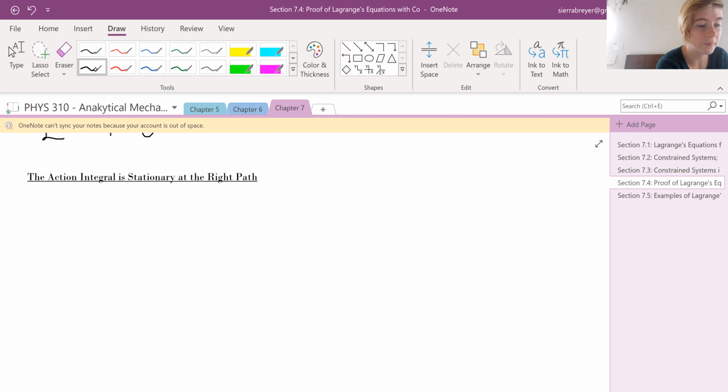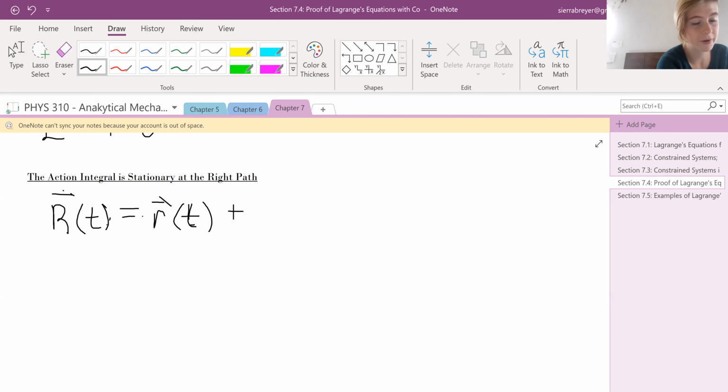So what we're going to do is start with an arbitrary function, but this is the arbitrary function, this little r, that we know to be perfect and correct. And then we're going to add an arbitrary function to it, but it's all going to vary with time.